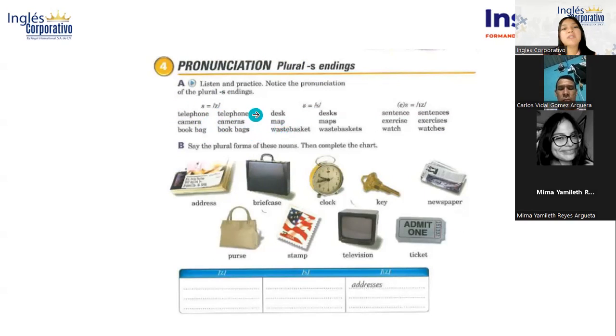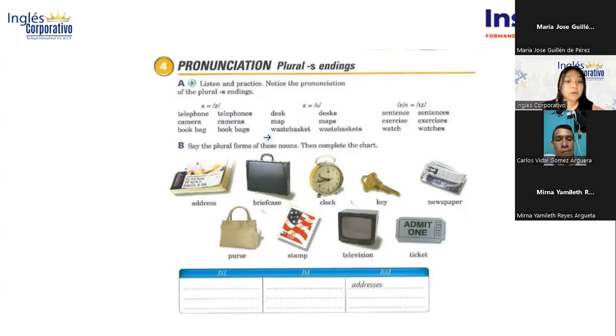Ah, yo pensaba que todos se pronunciaban como telephones, como con S. No. Ok. En inglés, la S se pronuncia en muchas ocasiones como una Z al final de las palabras. Y usted tiene que aprender a hacer esa pronunciación de la forma correcta. Porque estamos comenzando a aprender el idioma, entonces es necesario que usted se enfoque en que no todas las palabras se van a pronunciar iguales con la S al final. Por ejemplo, telephones, cameras, book bags, ahí la estoy pronunciando con S. Pero la regla dice que estas palabras se pronuncian con Z.